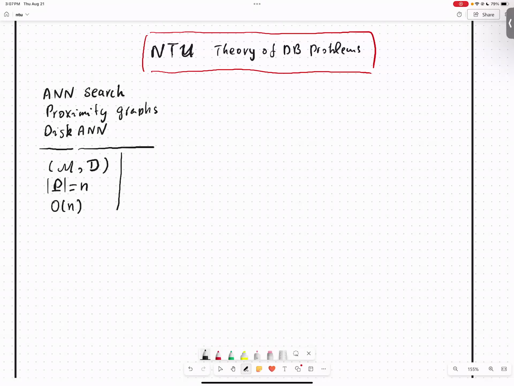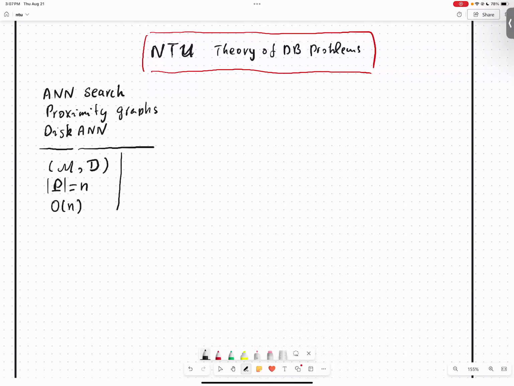In fact, proximity graphs are not the only paradigm that has been adopted by industry. There are some other methods, actually designed by some of you here, that have also been adopted by industry. In general, the question is there.